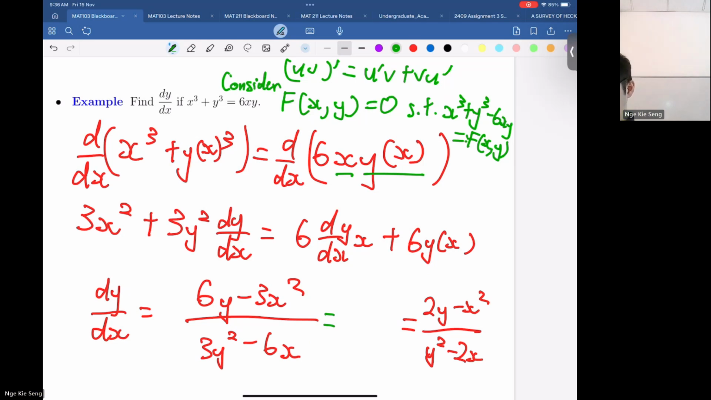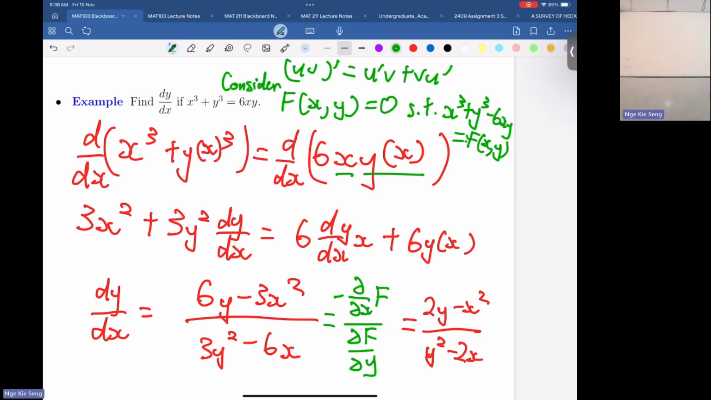F_x. You partial differentiate f with respect to x. So what do you get? You get 3x squared, and then you get minus 6y. So the difference is just a sign here, and you get your numerator. How about the denominator? You partial differentiate with respect to y.